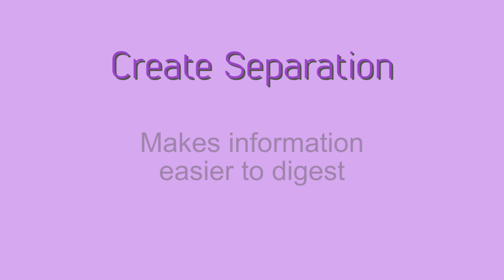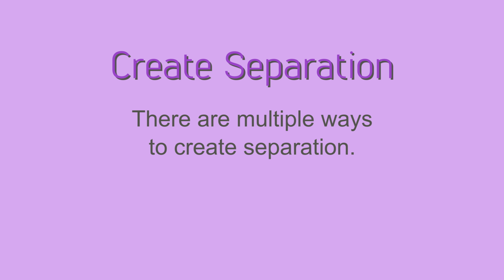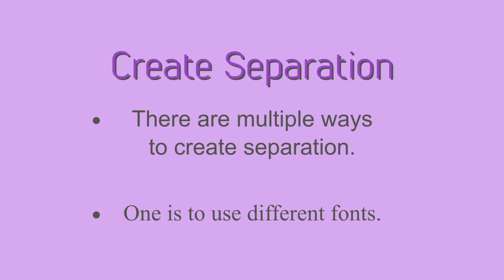Finally, create separation between pieces of information to make them easier to digest. Separation can be created in a variety of ways, including fonts, spacing, bullet points, or any other form of grouping which lets the reader see a division between various pieces of knowledge. Now we'll move on to the final category, color.